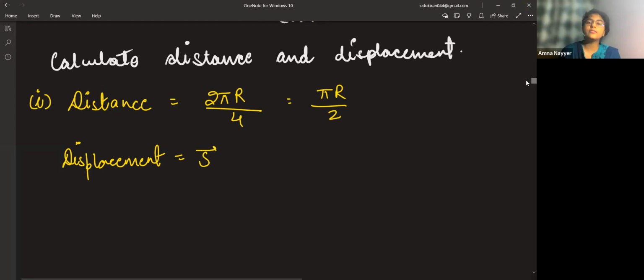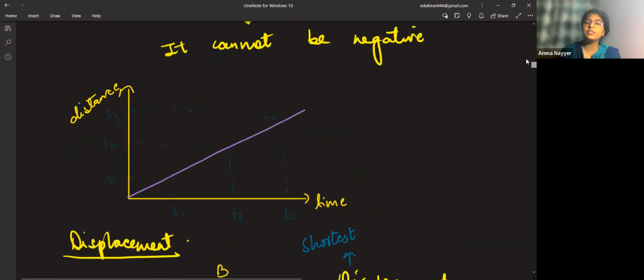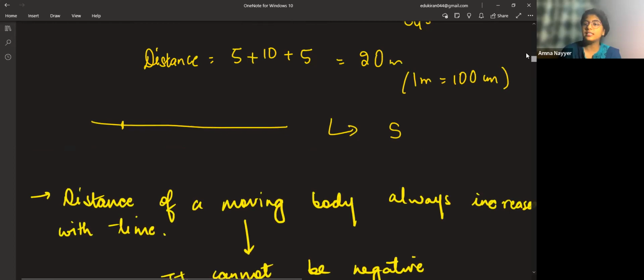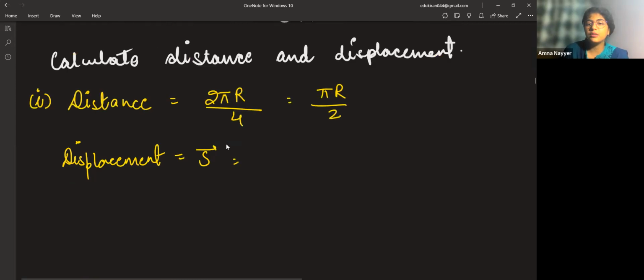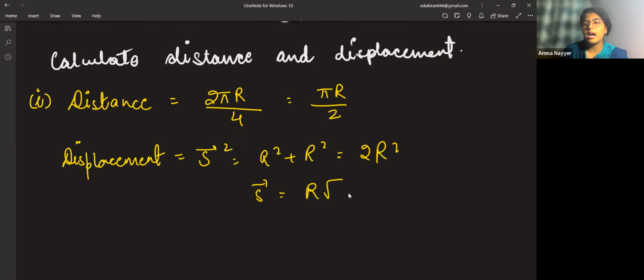One more thing I forgot to mention, which I had mentioned in distance. Distance, we represent through just S. Displacement is represented through S with an arrow on its top. Why? To represent that this is a vector quantity. So displacement squared will be equal to r square plus r square, which is 2r square. So displacement would be equal to r root 2. This is the displacement. So we have both distance and displacement for the first part.